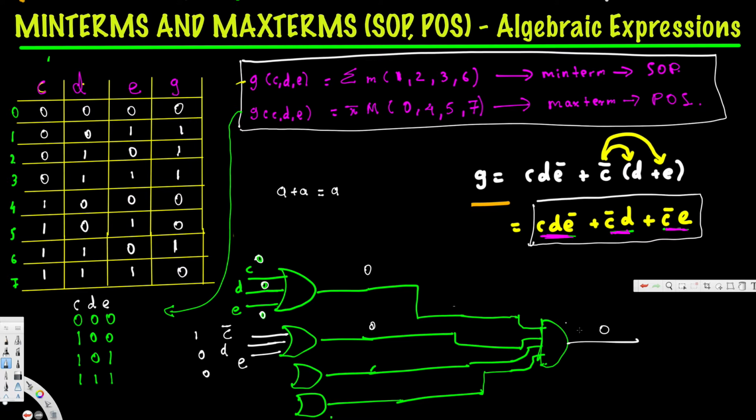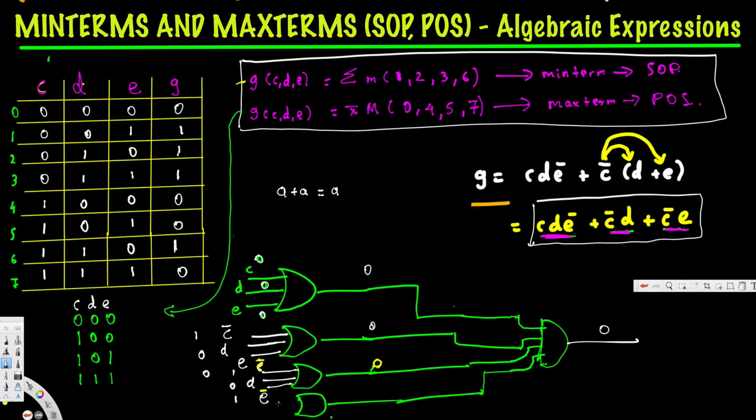So that's going to result in 0. Now let's look at the third one, C, D, E. So here we have 1, 0, 1. We cannot keep the C as it is because C is 1, so we have to put C naught in order to get a 0. And also E is 1, so we have to put an E naught in order to get a 0. Now all of these three are 0. That's going to result in 0.